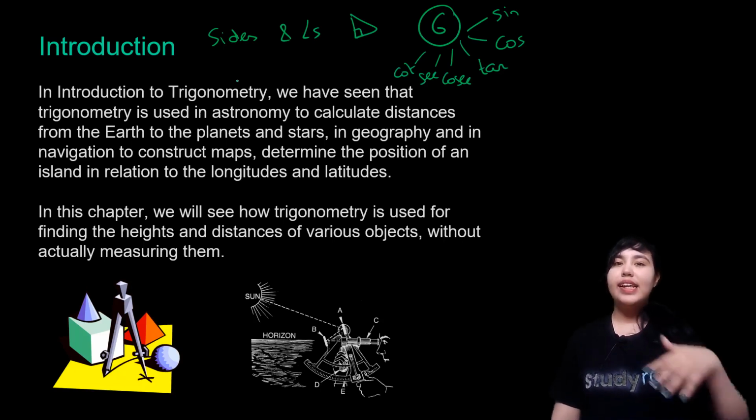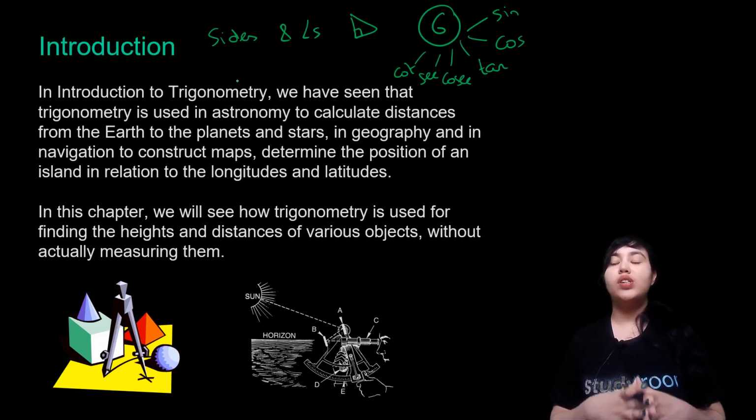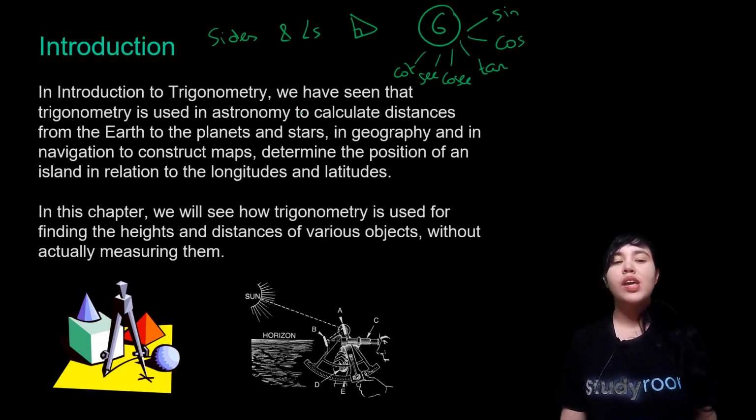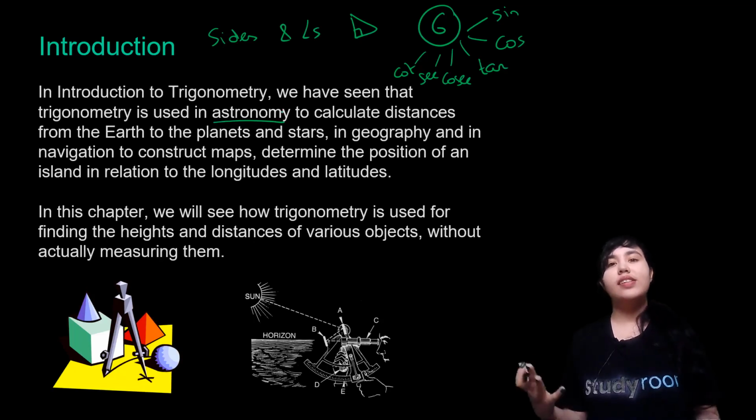So in the last chapter we boasted a lot about trigonometry, that it has got a plethora of applications. So we talked about astronomy as well, that we can use trigonometry to calculate distances between Earth and Sun or Earth and other stars. So we'll just see how we do that.